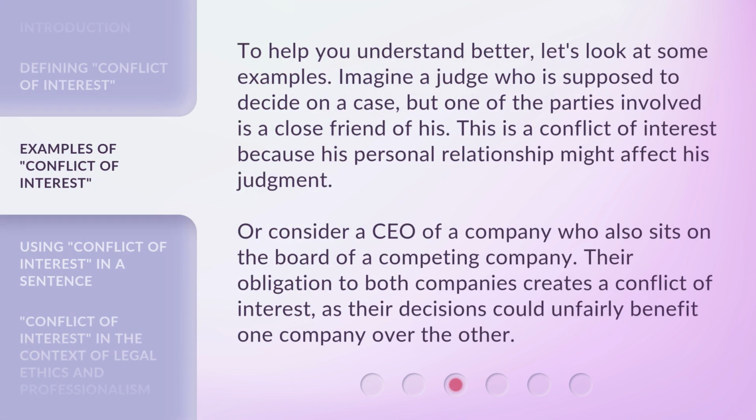To help you understand better, let's look at some examples. Imagine a judge who is supposed to decide on a case, but one of the parties involved is a close friend of his. This is a conflict of interest because his personal relationship might affect his judgment. Or consider a CEO of a company who also sits on the board of a competing company. Their obligation to both companies creates a conflict of interest, as their decisions could unfairly benefit one company over the other.